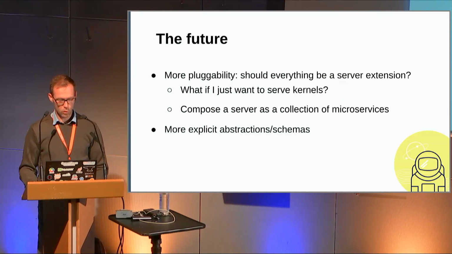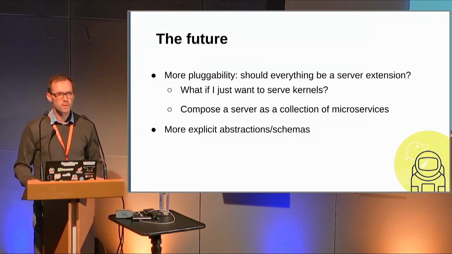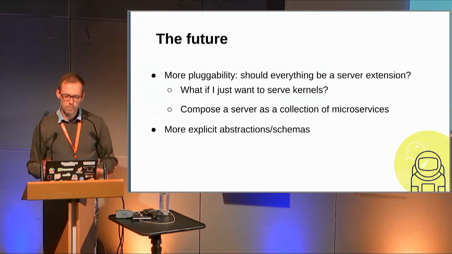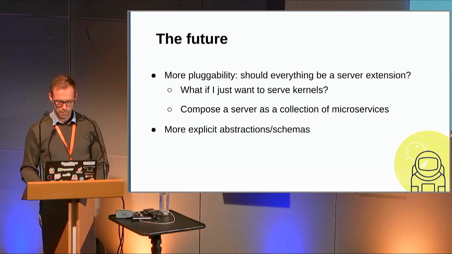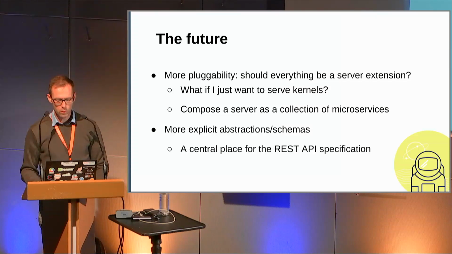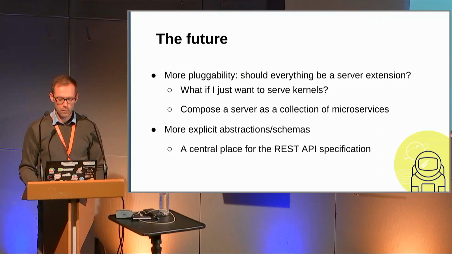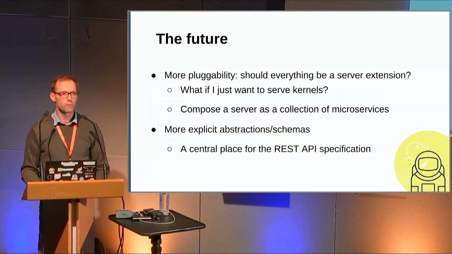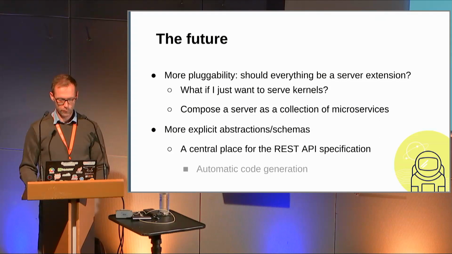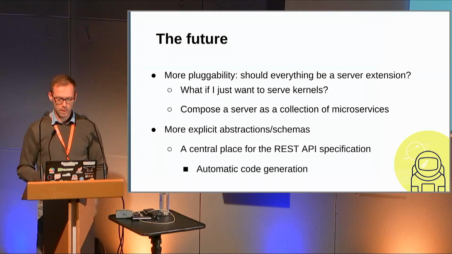We might also want to have more explicit abstractions and schemas. Right now, we have some kind of abstraction, but it's loosely defined, and it's basically in the implementation. So we are thinking about a central website that would publish the official REST API specification of Jupyter, and from this place automatically generate code, for example, to create a server in any language, or to create code for clients also.